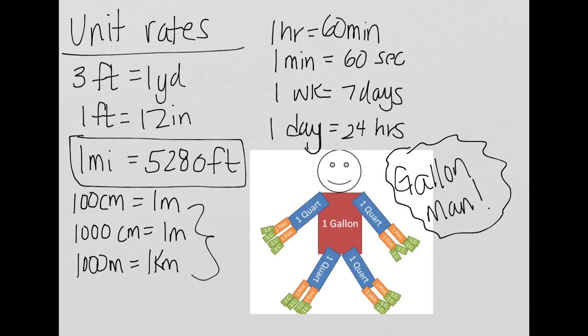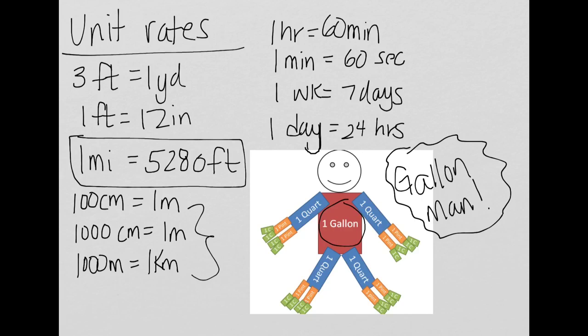You need to be able to go between, like, for liters and for other things as well, grams, any other unit. So time-wise, you need 1 hour is 60 minutes, 1 minute is 60 seconds, 1 week is 7 days, 1 day is 24 hours. And then for measures of volume, as far as liquid goes, I've got Gallon Man here pictured for you. So all of these things are equivalent.